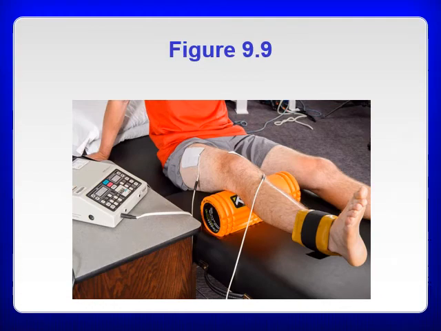So here's an example showing you what this looks like over the quadricep. This is someone doing a short arc quad with the electrical stimulation on. They're obviously not going to 60 degrees of knee flexion. They're just doing a short arc quad with it.